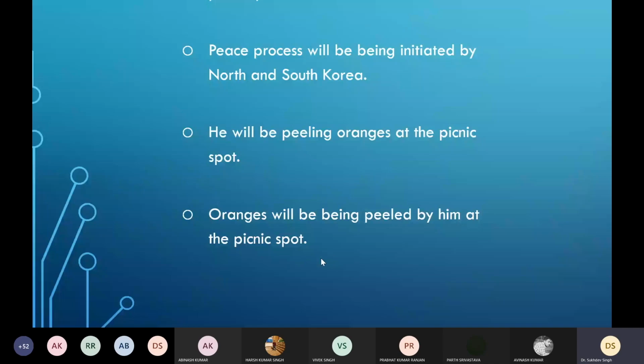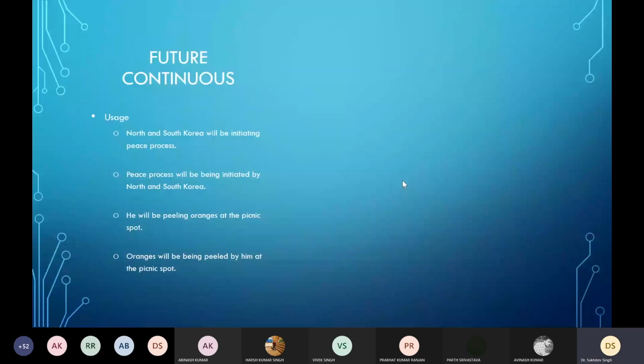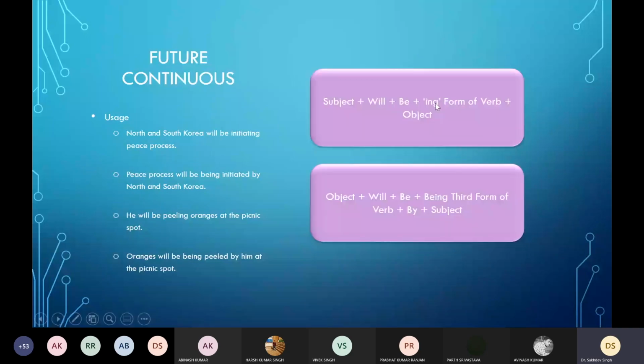He will be peeling oranges at the picnic spot will be converted into passive voice as oranges will be being peeled by him at the picnic spot. This is the rule. Subject plus will plus be plus ing form plus object, and then we convert it and add some more elements. Object plus will plus be, we add being. Object plus will plus be plus being plus third form of verb plus by plus subject.